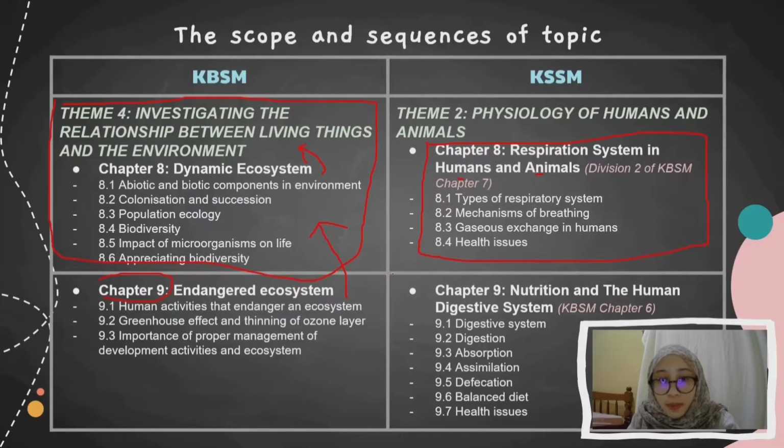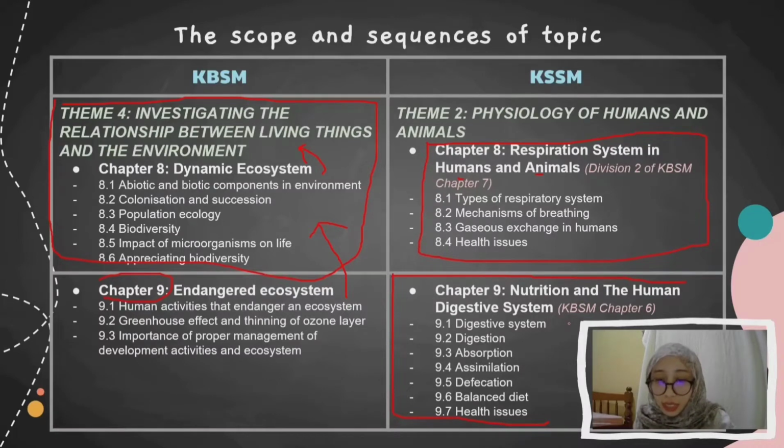Okay, so for chapter 9 of KSSM, it is actually nutrition and the human digestive system. This chapter is actually KBSM chapter 6. I think the writer managed to sort this chapter in the newest syllabus very nicely, because can you imagine the human body? Respiration is located at the upper part of the human body, while the digestive system is located at the lower part of the body.